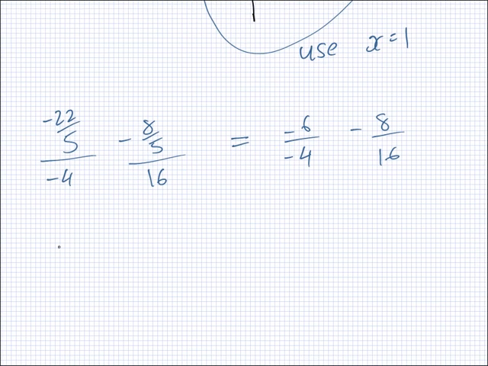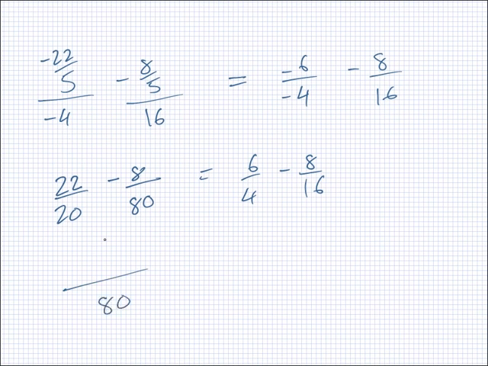Let's see. So, this will be 22 over 20 minus 8 over 80. That's equal to 6 over 4 minus 8 over 16. Okay, so this is over 80, isn't it? 88 minus 8 is 80. Over 16, 32 minus 8, that's 16. No, that's wrong, is it? It's 24 minus 8. Oh, that's the same. It's 16. So they're the same.